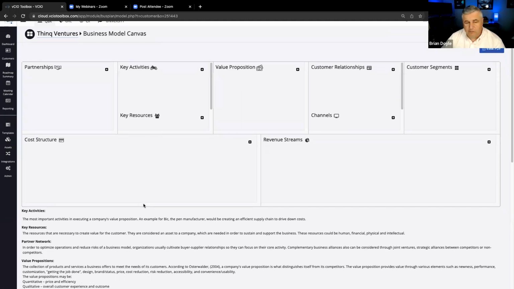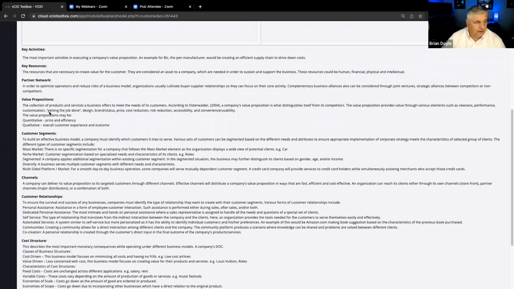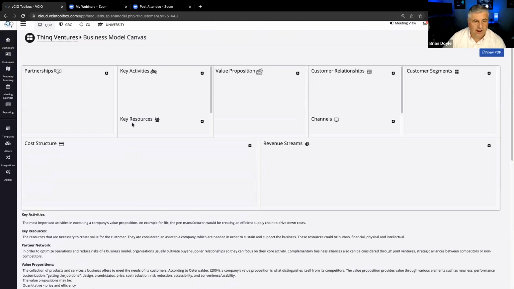Now, we don't expect you to remember all this, so we have defined these areas down below. You'll see here in the value proposition area as an example, we're really looking at the value a customer brings to a company, and we're trying to look at it both in a quantitative approach, thinking about price and efficiency, and a qualitative approach in the overall customer experience and outcome.